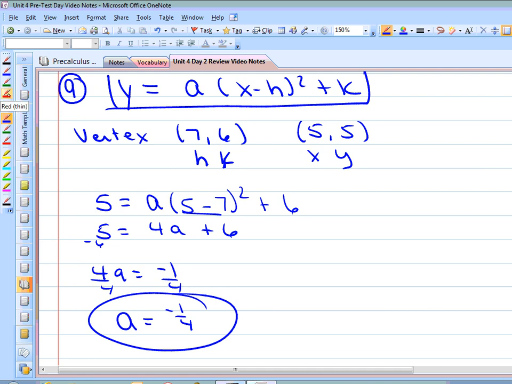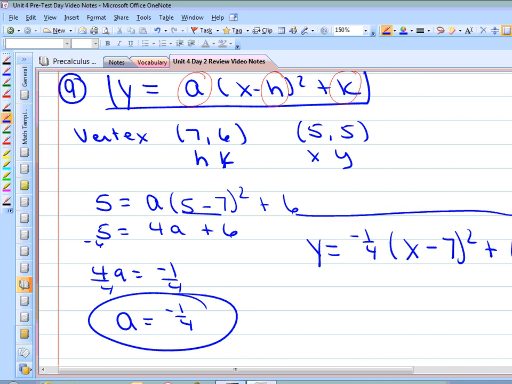I'm going to change pen color so you see this. We're going to put the a in, the h in, and the k in. And that is the equation we're looking for, with values where a, h, and k are. Leave the x and y as variables. So y equals a, which is negative 1/4, times (x minus h, which is 7) squared, plus k, which is 6. That, Bearcats, is your answer.